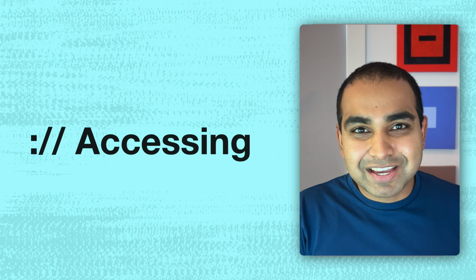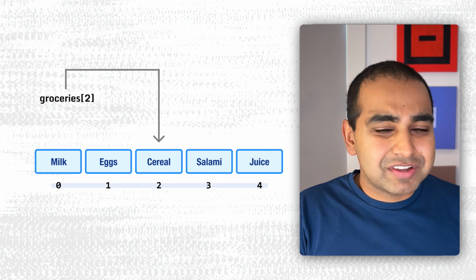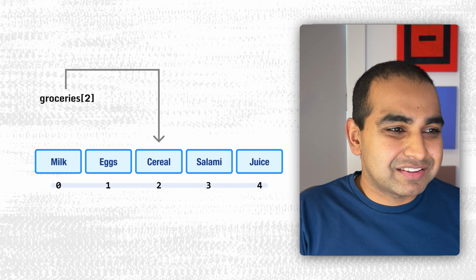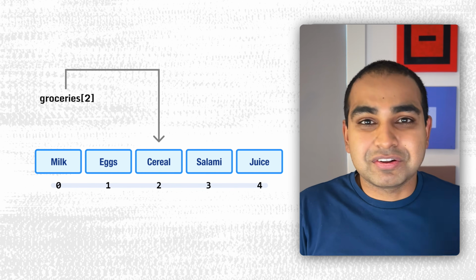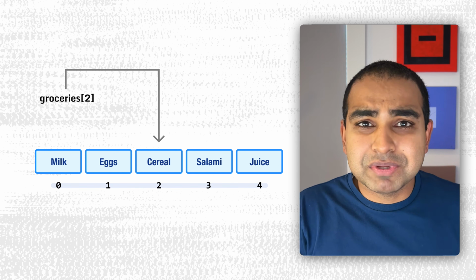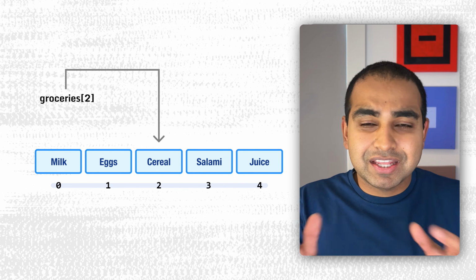Now, to access an item from our array, this requires just our index position. So for example, if I want to access cereal, I just use groceries and pass in the index position, and you'll get cereal directly. Now this syntax is very common, where you have the name of the array and then a bracket and the index position.